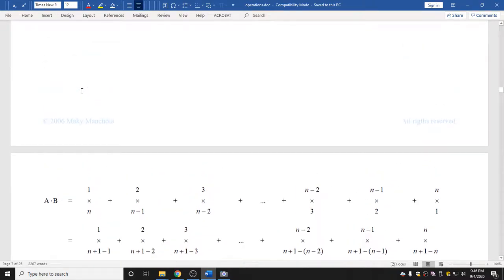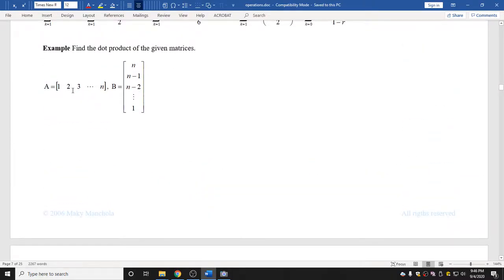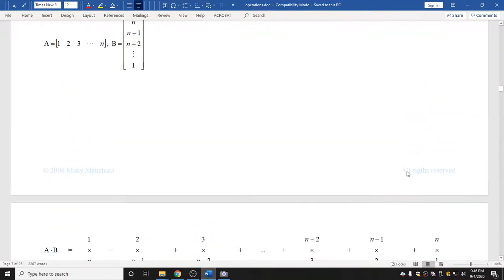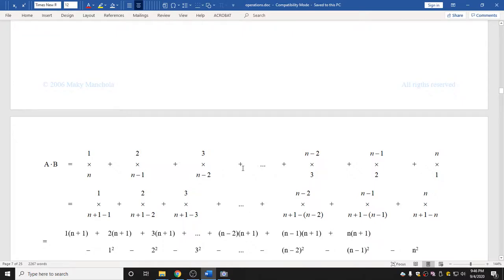So the dot product is 1 times n plus 2 times (n minus 1) plus 3 times (n minus 2) plus ... plus (n minus 2) times 3 plus (n minus 1) times 2 plus n times 1. Okay, so now observe the following.